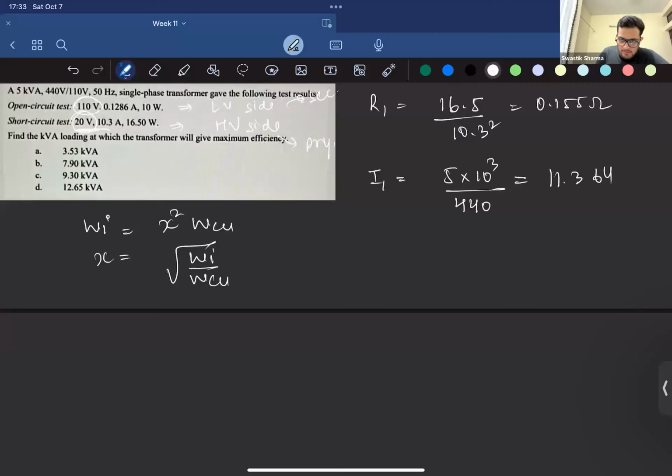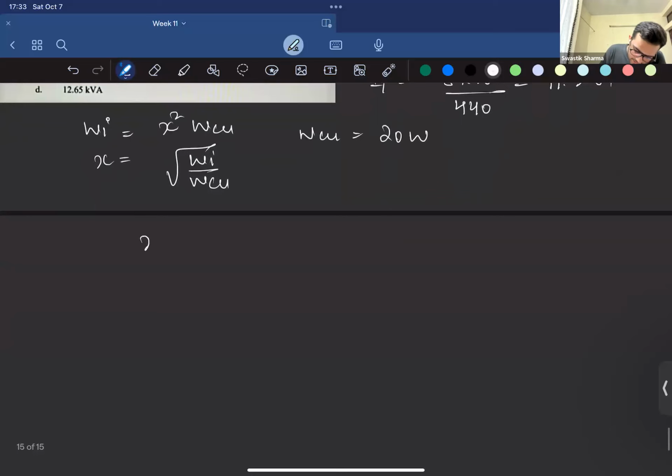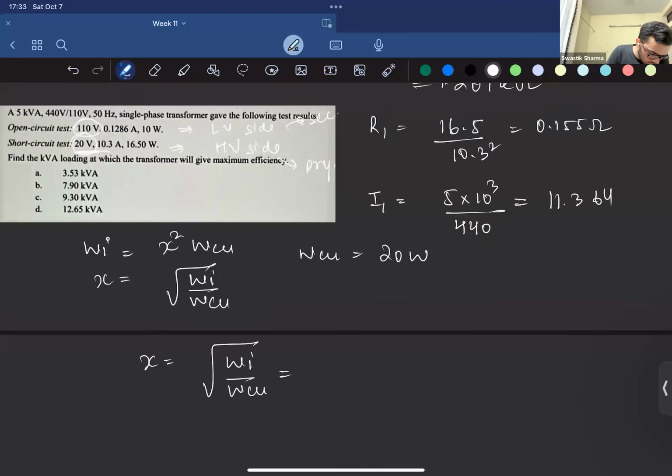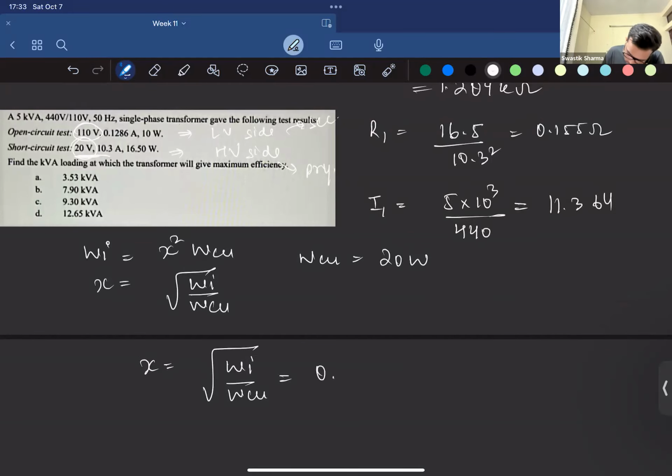Yeah. So this is what comes out to be. So now we know WCU will be 20 watts. That's what the full load value of the copper loss will look like. So X is what? Wi upon WCU. Now Wi is 10, WCU would be 20, so X comes out to be 0.707, right? So we got X.